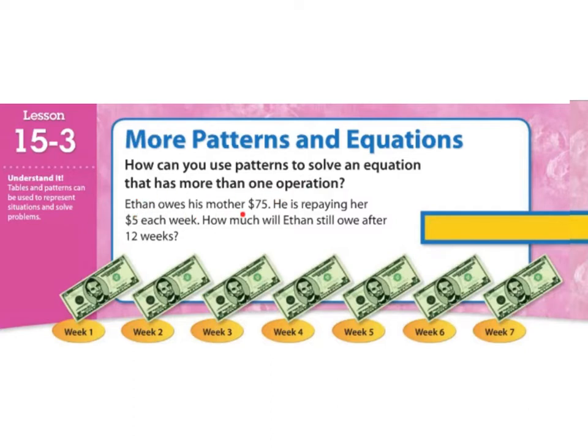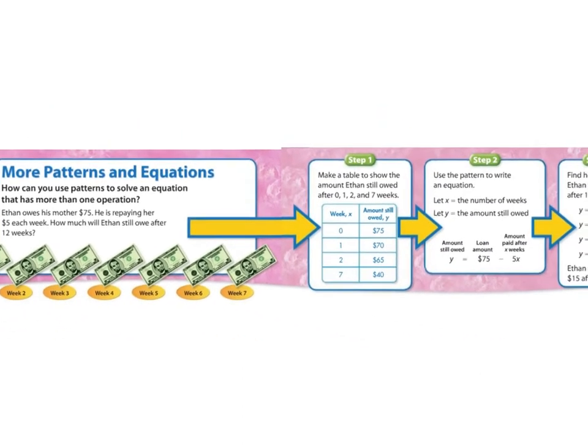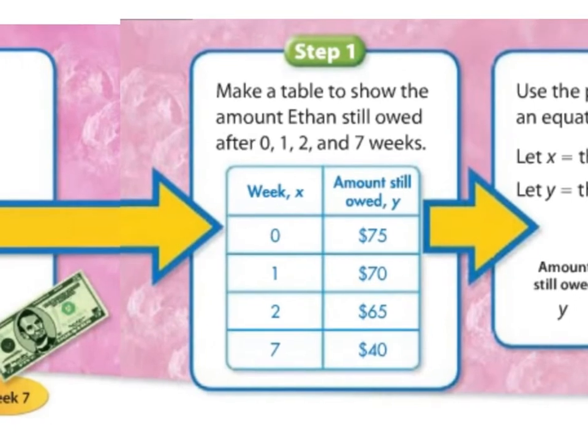Ethan owes his mother $75. He is repaying her $5 each week. How much will Ethan still owe after 12 weeks? So here's the table. We know that at week 0, when he hasn't paid anything, he still owes $75, but he's paying $5 a week. So I see that at week 1, it went down $5. At week 2, it went down $5. At week 7, it has gone down $35. And so how much will he still owe at 12 weeks?